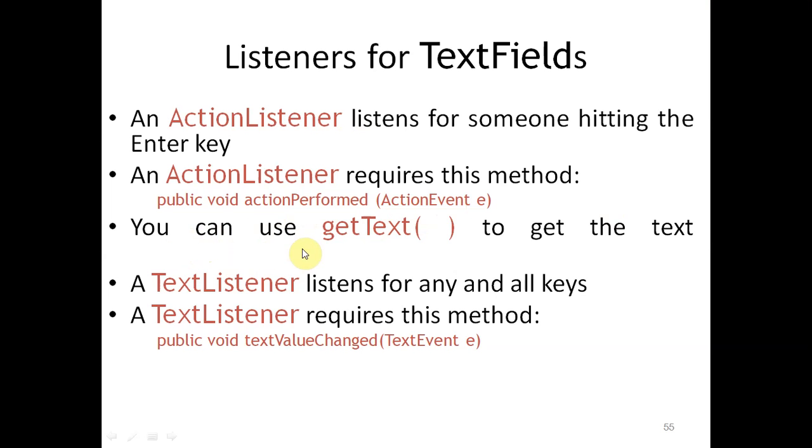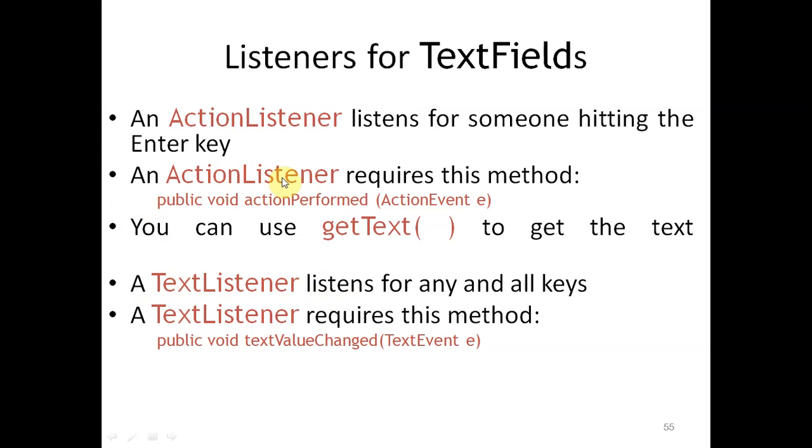And we can use getText to get the text. So sometimes this getText function can also be used to record the key. And TextListener can also be used sometimes. Instead of ActionListener, for the getText function we can use TextListener. So it is the same as the ActionListener.